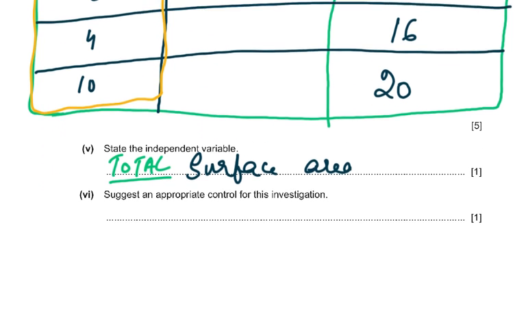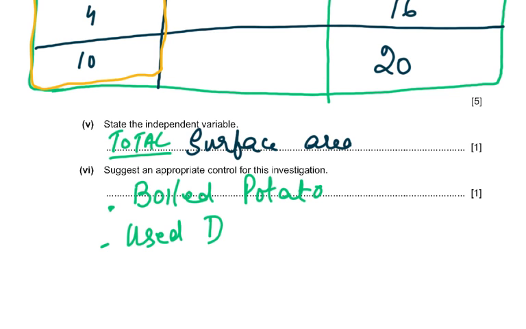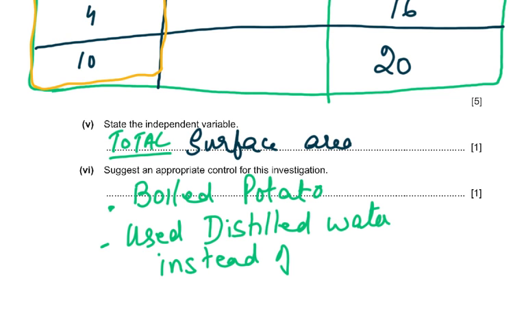Then suggest an appropriate control for this investigation. You know what controls are? Either you boil the potato, since the enzyme was in the potato, so boiled potato, and this is a rule that we follow, or you use distilled water instead of the hydrogen peroxide. If you use distilled water instead of the hydrogen peroxide, you're proving that actually the hydrogen peroxide was the one doing all the reaction, and in water there will be no reaction.